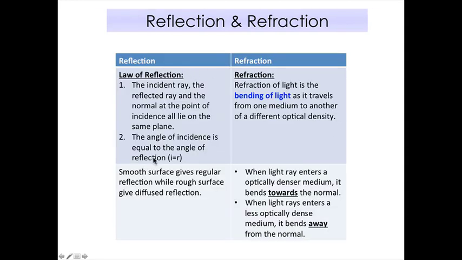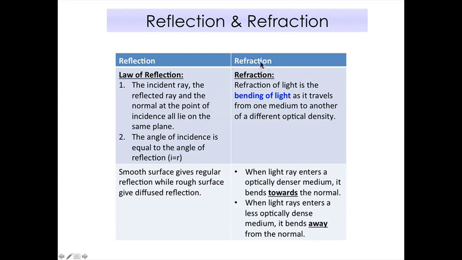So this is the summary. We have reflection and refraction. Reflection is when the incident ray and the reflected ray lie on the same plane, and the angle of incidence is equal to the angle of reflection. I is equal to R. Okay, then we have smooth surface and rough surface. Smooth surface gives me regular reflection, rough surface gives me diffuse reflection.